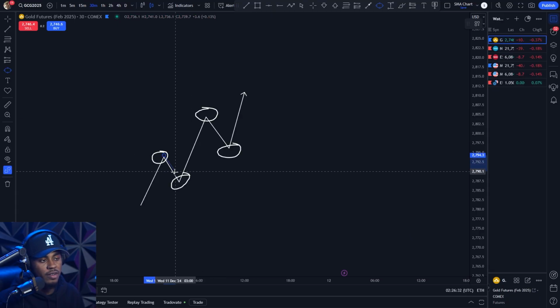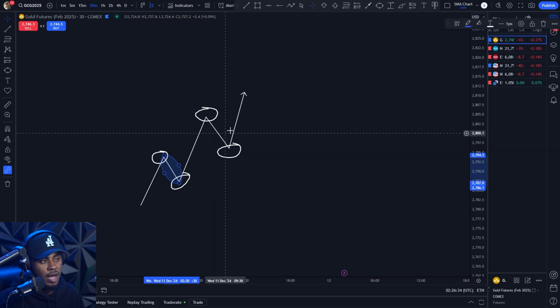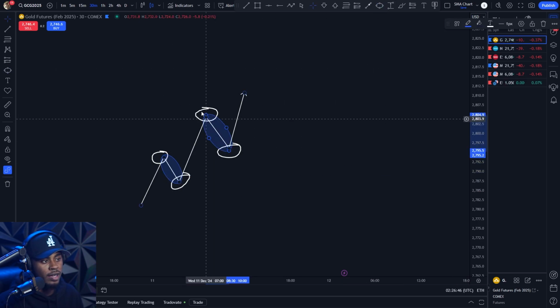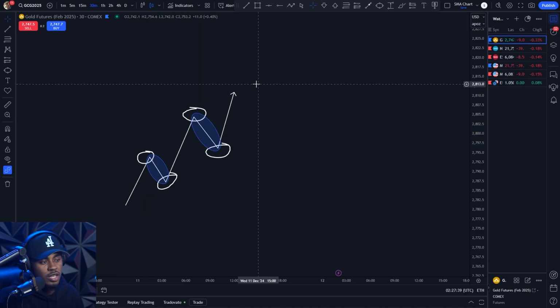So when we have a pullback right here, people are looking for buying opportunities. And when we have a pullback right here, we are also looking for buying opportunities. Why? Because we are trading an uptrend market. You never want to overcomplicate it. Whenever you can identify structure of higher highs and higher lows, you're in an uptrend, okay?